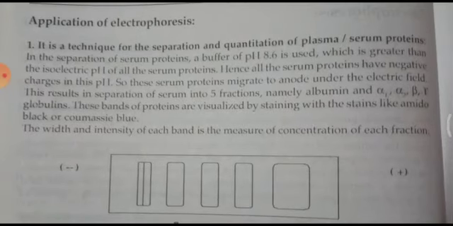In separation of serum proteins, a buffer of pH 8.6 is used, which is greater than the isoelectric pH of all serum proteins. Hence, all the serum proteins have a negative charge at this pH. So these serum proteins migrate to the anode under the electric field. This results in separation of serum into five fractions, namely albumin, alpha 1 globulin, alpha 2 globulin, beta and gamma globulins. These bands of proteins are visualized by staining with stains like amido black or Coomassie blue. These are the chemical names of certain stains used for the staining technique. The width and intensity of each band is the measure of the concentration of each fraction.